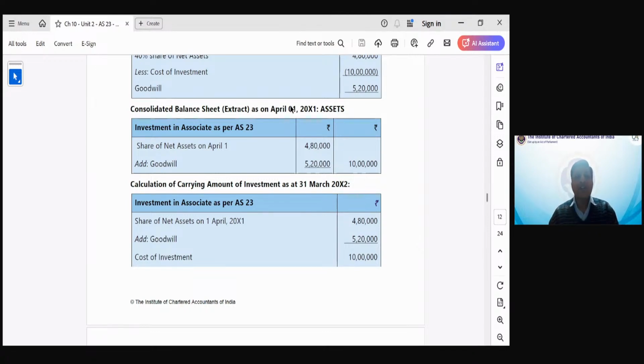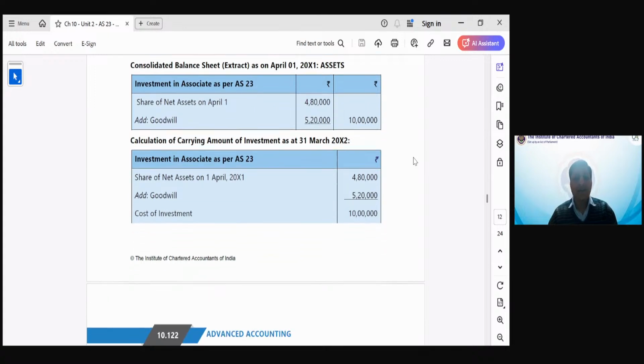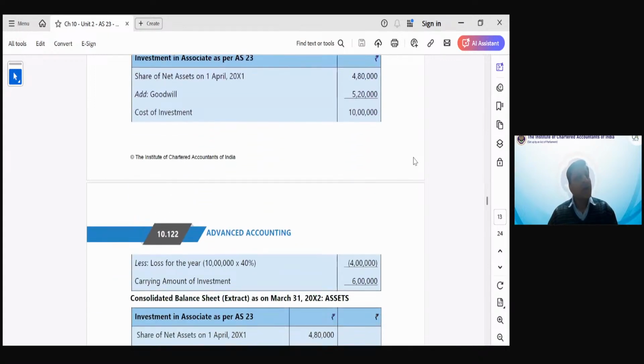You'll add the proportionate share of net assets. But in this case, net assets have got reduced. So that's why instead of adding, you will reduce this by 4 lakhs. Correct? So if you reduce that by 4 lakhs, what is going to be the cost of investment? 6 lakhs. So the cost of investment will be 6 lakhs.